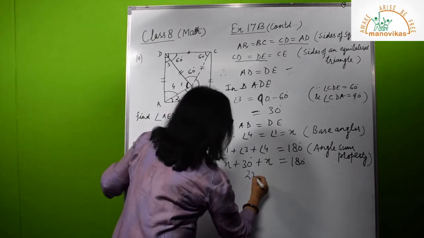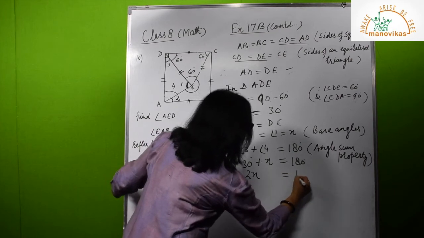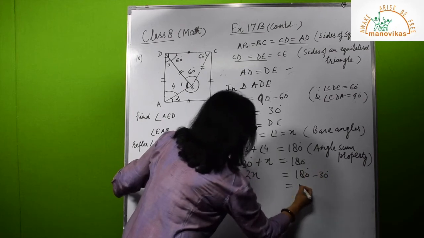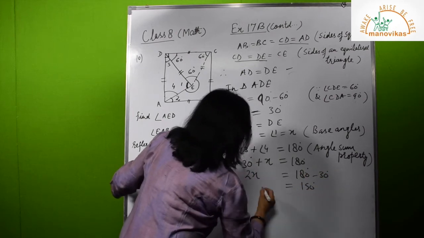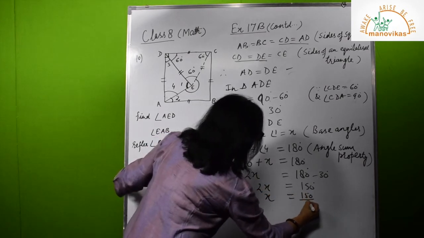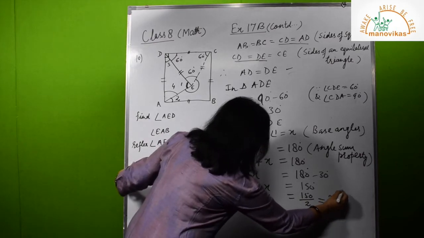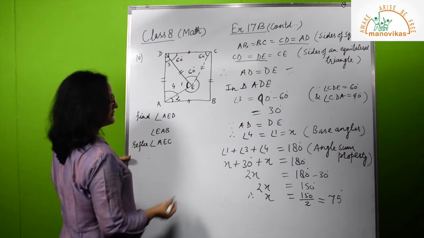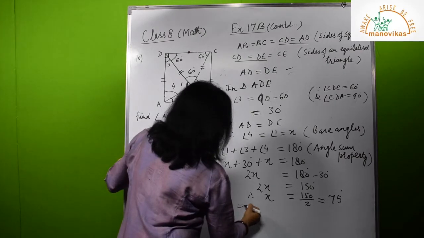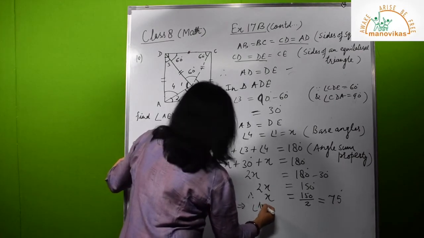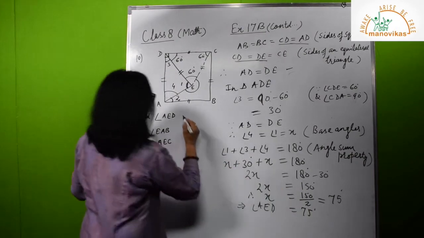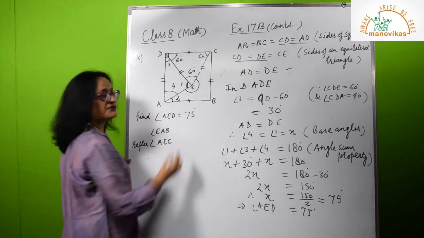So simplify this. 2x is equal to, this 30 degrees will be shifted to the right hand side. This is equal to 150 degrees. So x is equal to 150 divided by 2. This is equal to 75 degrees. So x is 75 degrees and angle 1 we have taken as x. That means angle AED is equal to 75 degrees. So the first angle we have found as 75 degrees.